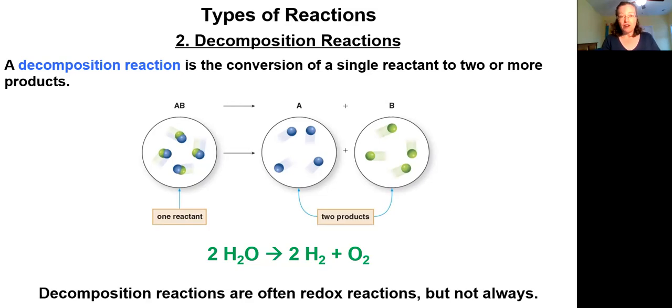Decomposition reactions are often redox reactions, but not always. Sometimes a big guy will break up into 2 smaller guys that are not individual elements. So this one is a sometimes group. Is this example a redox reaction? Sure it is. Hydrogen is just one element. Oxygen is just one element. If I see an element by itself, a single element, 1 capital letter in the formula, then I know it's a redox reaction.